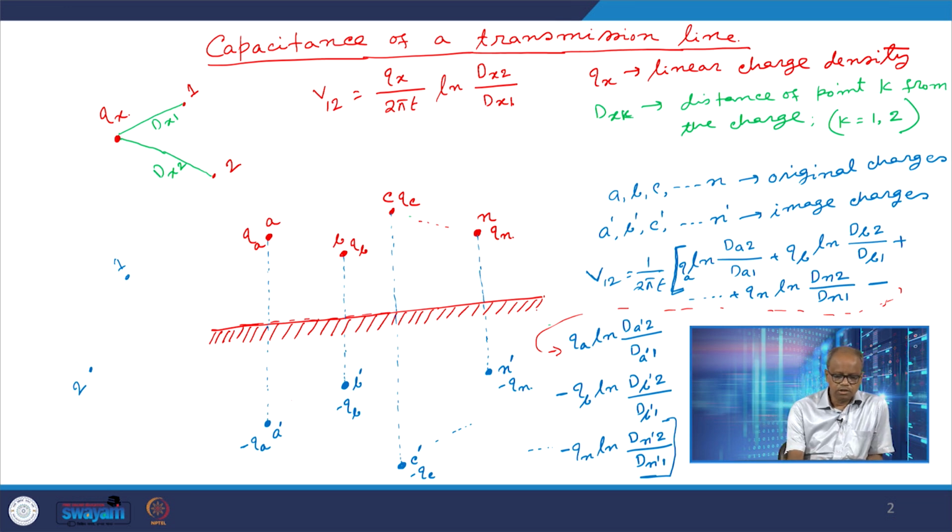So the potential between point 1 and 2 would be given by the potential due to charge qa plus the potential due to charge qb plus the potential due to charge qc, dot dot dot, plus the potential due to charge qn, and then plus the potential due to charge minus qa, minus qb, minus qc, dot dot dot, minus qn. So basically that is what we have written here: V12 would be 1 by 2 pi epsilon, taken common, and then due to charge qa would be qa into log dA2 by dA1.